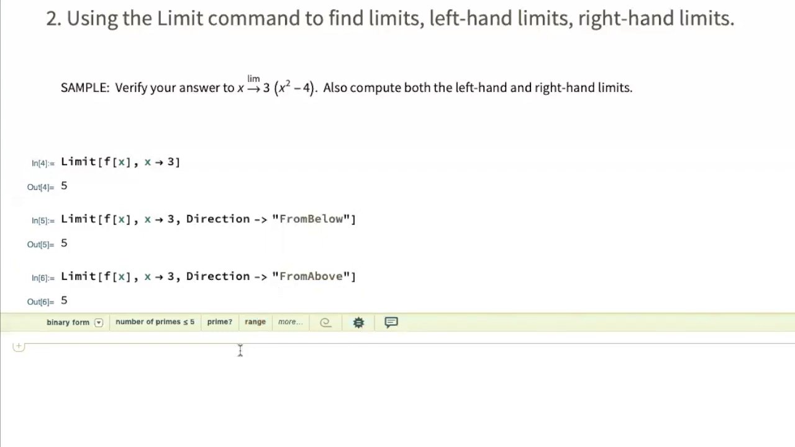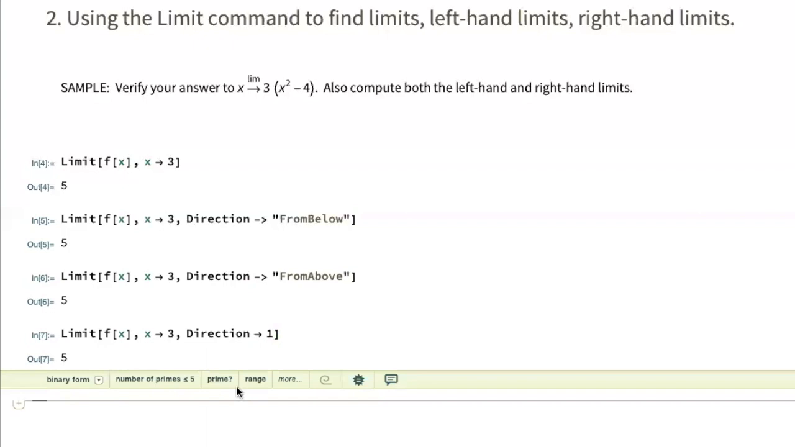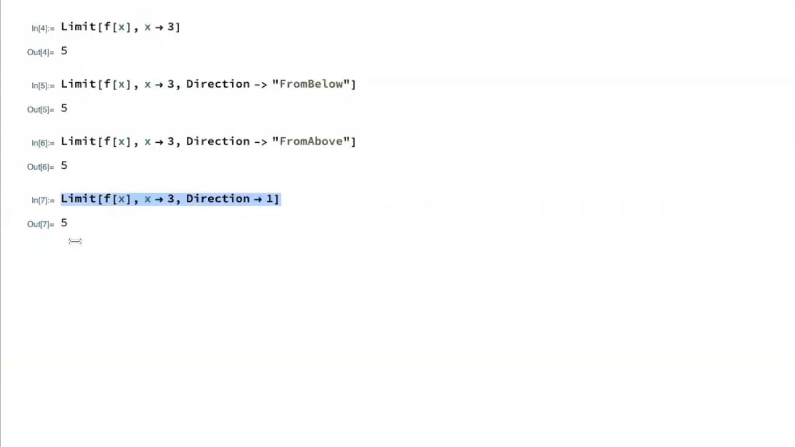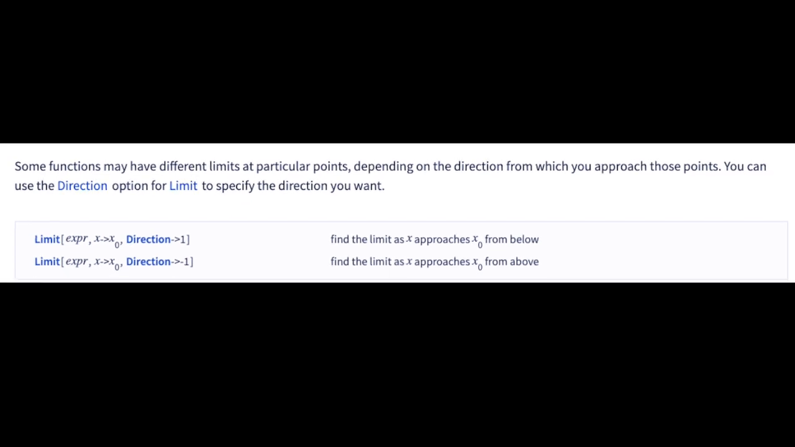There's one other way to do this. It's a little bit less straightforward, but just for the sake of showing you everything, you can also refer to the directions left and right using a number. So if you want to approach from the left, you have direction, arrow, +1. That'll be your left-hand side. And if you want to do the right-hand limit, you would put a negative on it. Here's a summary of the left and right-hand commands.